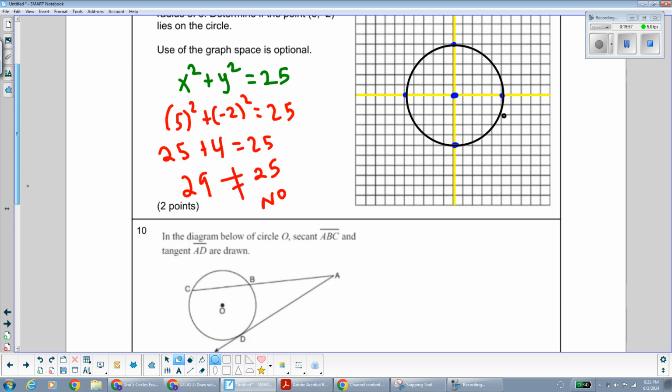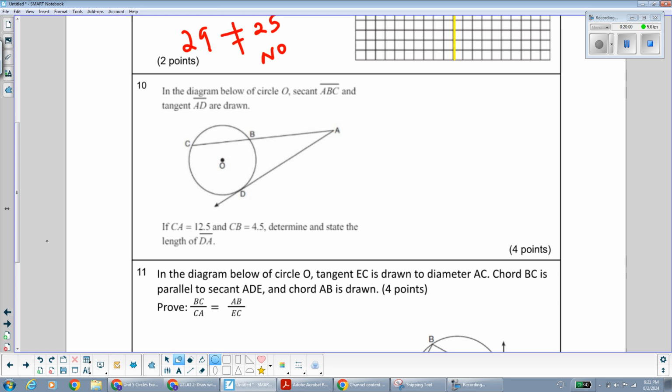Using the circle equation. Okay, over here we have some outside segments. We have a secant and a tangent to a circle. We're told that CA, which is the whole secant, is 12.5. People were getting confused because of their labeling. Make sure you label in a way that you do not get confused. And CB is 4.5.